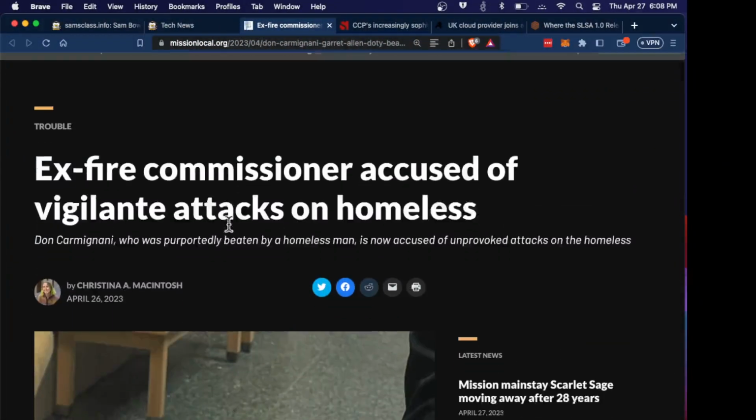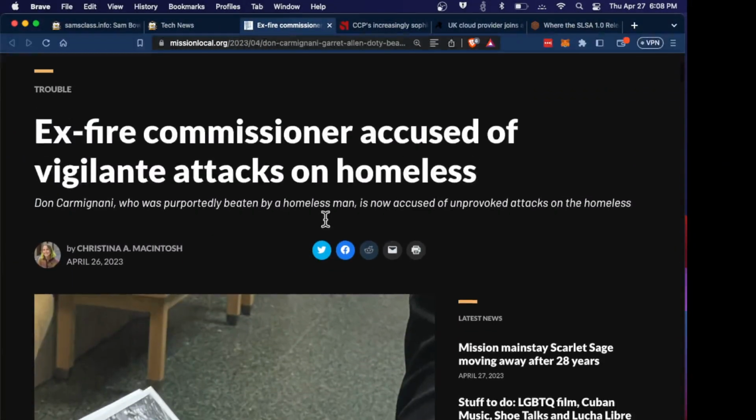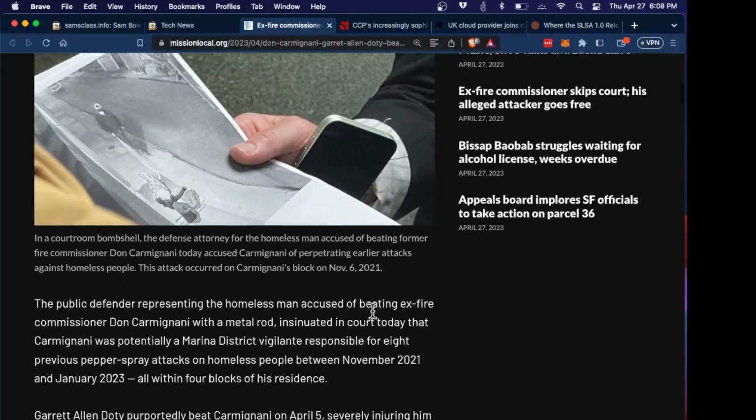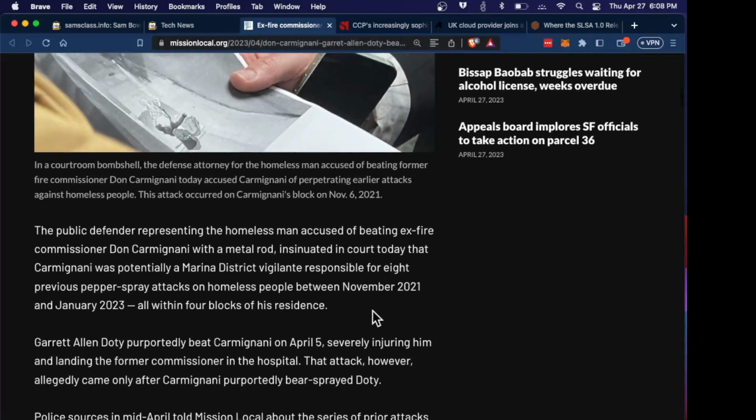Anyway, this is an interesting one in San Francisco. I think it's San Francisco. Yeah, the fire commissioner has been a vigilante attacking homeless people. He's been beating them up and macing them and such. Yeah, in the Marina District in San Francisco, he'd been hitting homeless people with pepper spray all within areas of his home. He drives them away with pepper spray until one of them finally fought back.